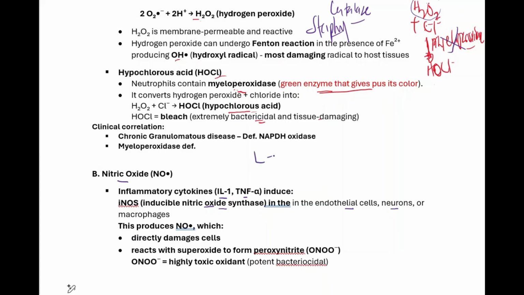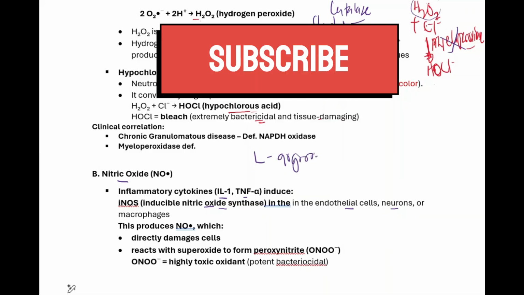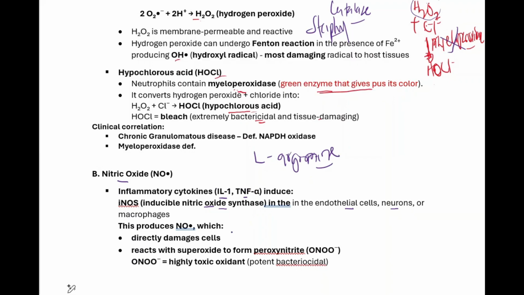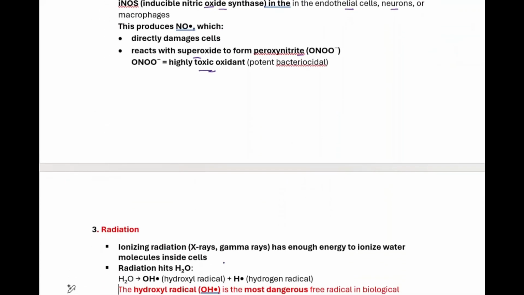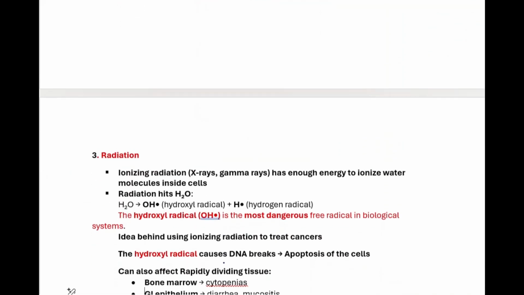So we're going to convert. Does anybody know the name of the amino acid that we use to make nitric oxide? Very good, L-arginine. So we're going to convert L-arginine to what? To nitric oxide. And then those nitric oxide molecules could directly damage cells, and they could also react with superoxide to form another very destructive free radical, which is peroxynitrite, ONOO minus. And this is highly toxic, guys. So we finished inflammation, right? So moving on to another source of free radical.